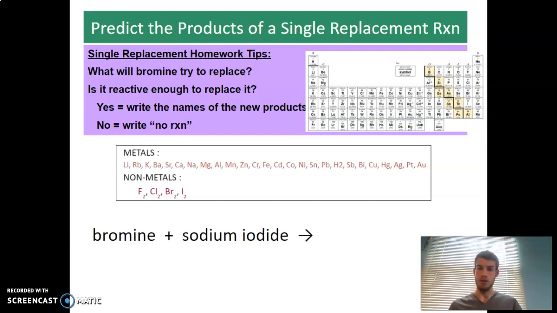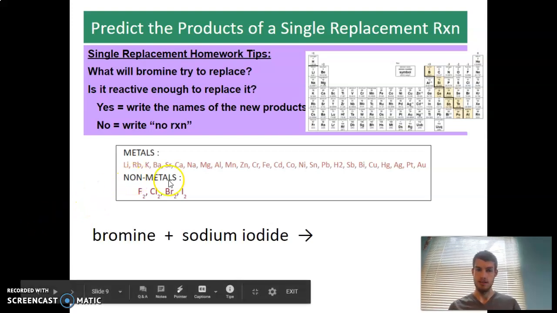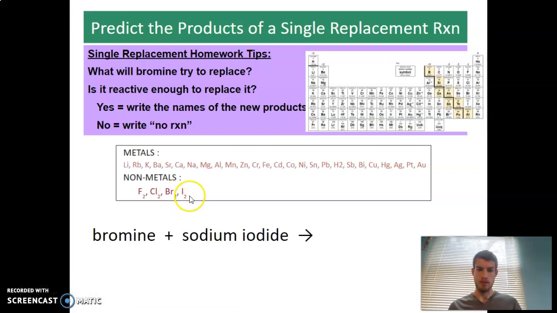And then finally, we'll do one more example. Bromine plus sodium iodide. All right, so what is bromine trying to replace? It's the nonmetal, so it's going to try to replace that iodide in the compound. So again, let's look at our activity series, nonmetals, because that's what we're dealing with. Here's the bromine, here's the iodide. So bromine is farther to the left, it's more reactive. This reaction can take place.